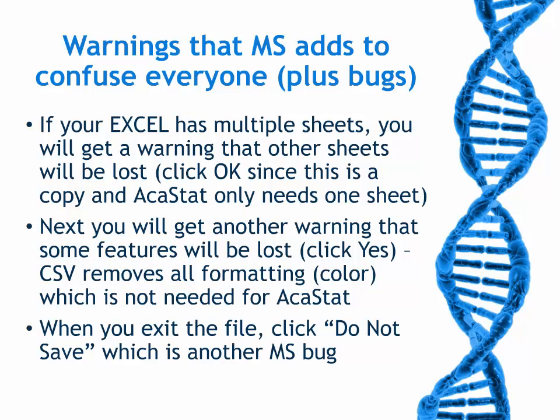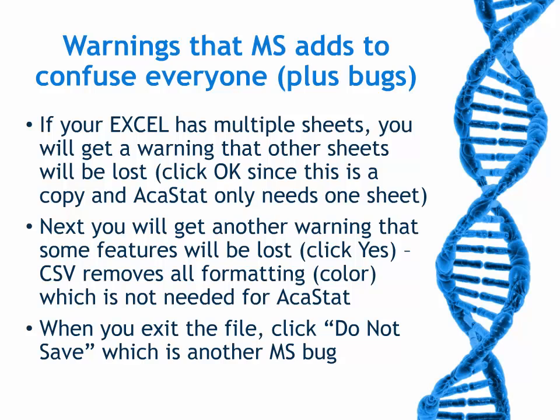So the first time it comes back, it'll give you a warning that other sheets are going to be lost because CSVs do not support but one sheet. And that's the tab down below. So it will delete the other ones, but you're saving this in another file, and you really only want the sheet that we just created with all that data. Next, it's going to give you another warning that says that some features will be lost. What that is warning you is that all the formatting, such as color, is going to be removed because CSV does not support those kind of things. And we don't care about those things, and neither does AcaStat.